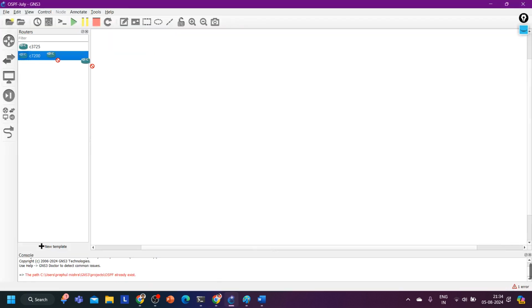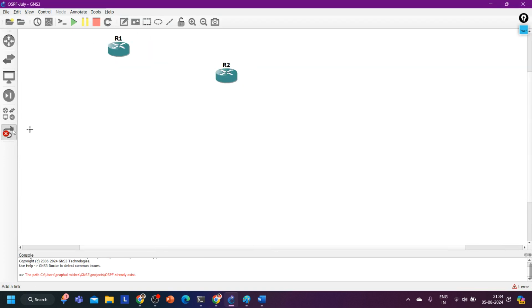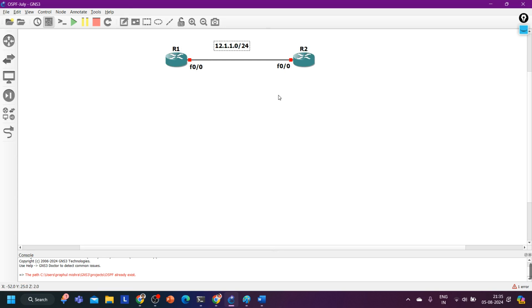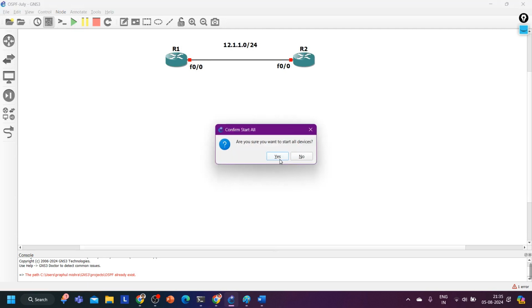What I'm going to do is take two routers here, R1 and R2, and connect these two routers together. Is the topology visible? What network am I going to use between router 1 and router 2? Between router 1 and router 2, I am going to use the 12 network. Let's say 12.1.1.0/24, .1 on router number 1, .2 on router number 2.